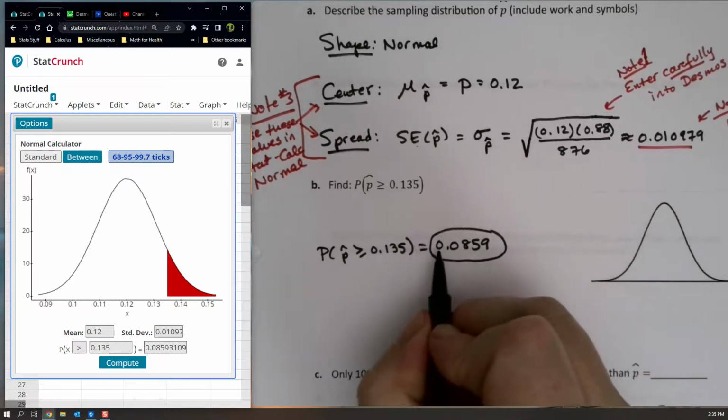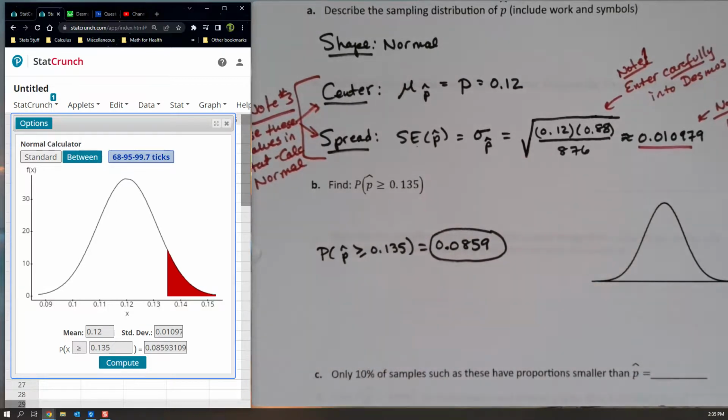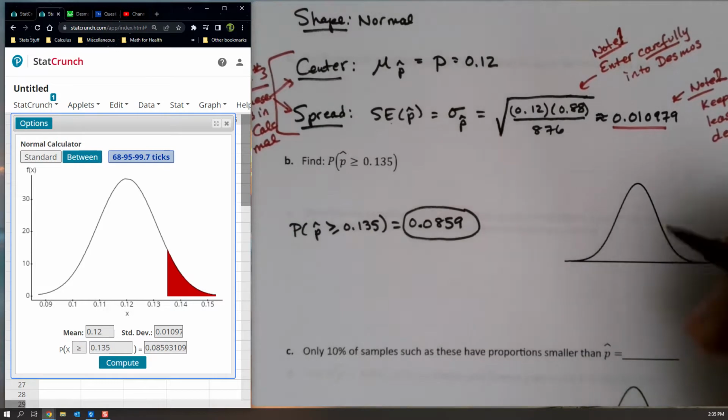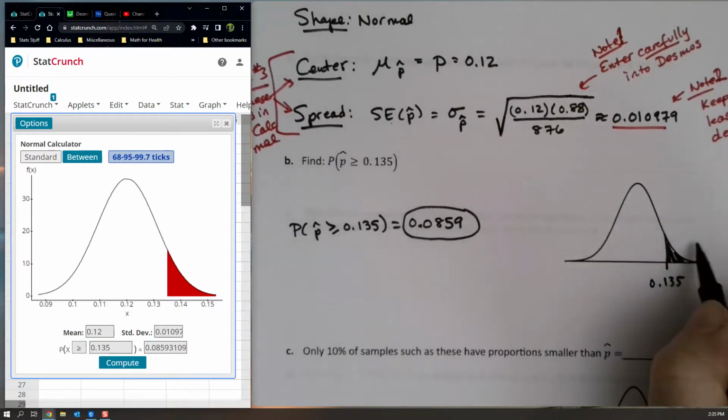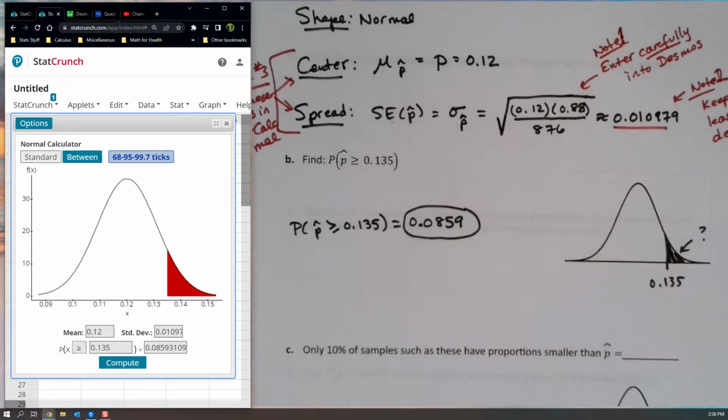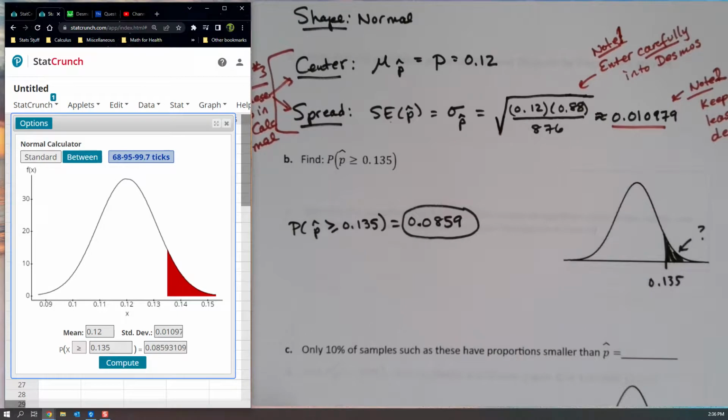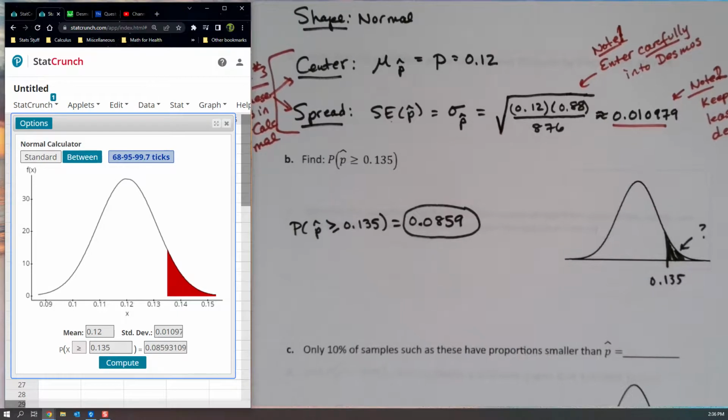It doesn't have any units. It's a probability. Probability doesn't have units. I'm also going to shade over here. Right, this was our value, 0.135. That was the given value, and we were looking for this area. And we found it. Now, you'll notice, by the way, that StatCrunch always says X, because it doesn't know the difference. It also says standard deviation and mean every time, right? So you just have to know this is a p hat in this problem, not an X.